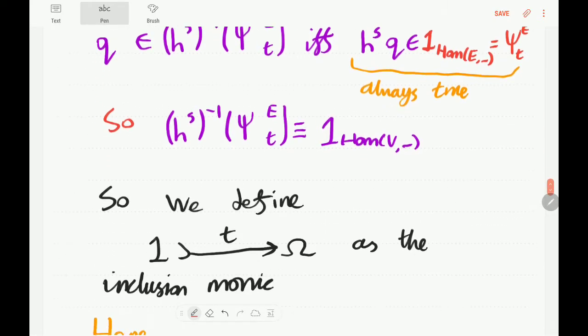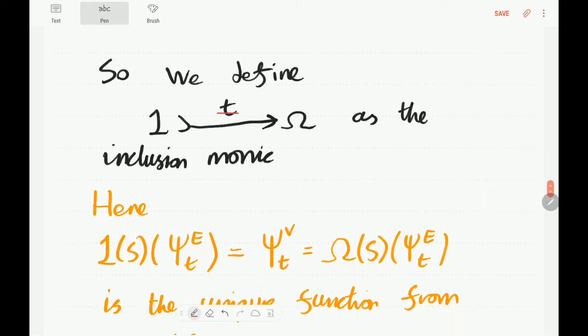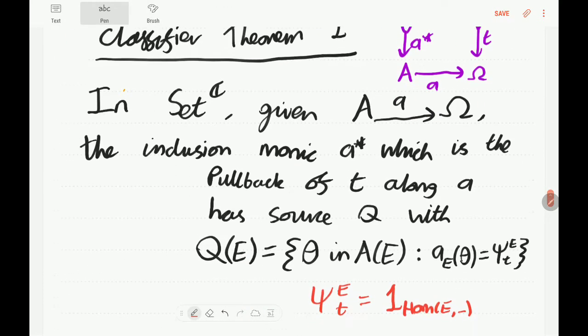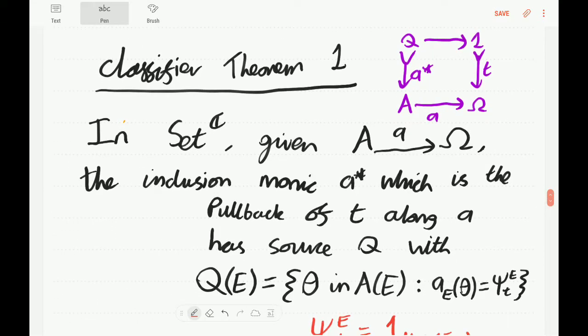So yeah, this all makes sense to set things up like this, and indeed we can then define this true arrow as just an inclusion monic. Then, as I said, we're pulling back this inclusion monic along A and assuming we're getting another inclusion monic, and so then the components of A star are just going to be inclusion functions. But then we can think of a set of E figures of Q, the kind of source of A star. We can think of such E figures as the set of theta in A of E, such that A of E of theta is psi of E of true. Okay, and we've proved that now.